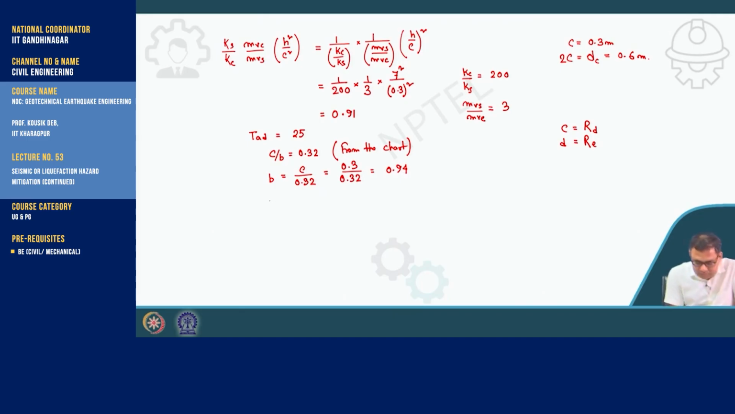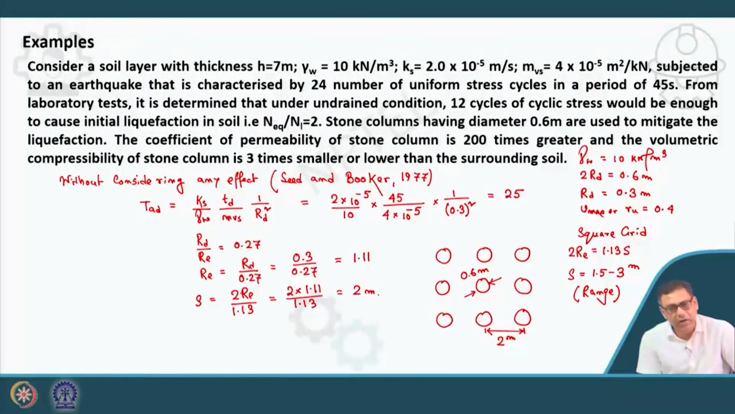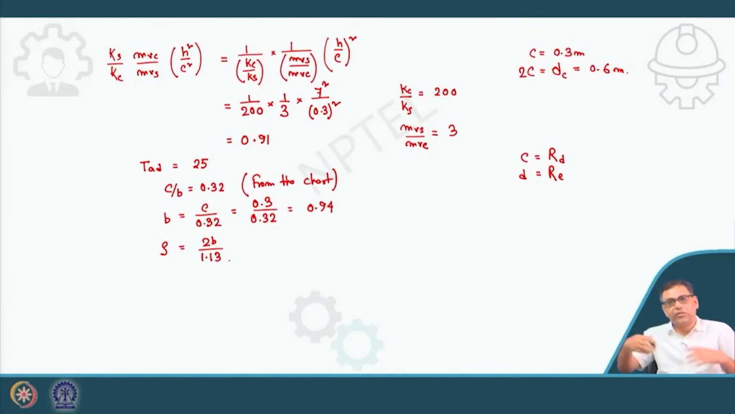Similarly, I will get S as 2B by 1.13, same logic, because here also S equals 2 RE, and B equals RE, but 2B by 1.13, because the same square root is being used. So this will be 2 into 0.94 divided by 1.13. So this comes out to be 1.66 meter.